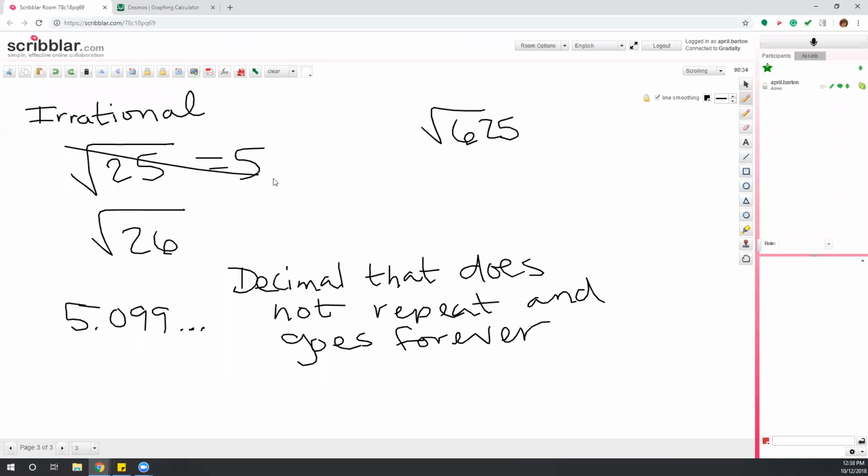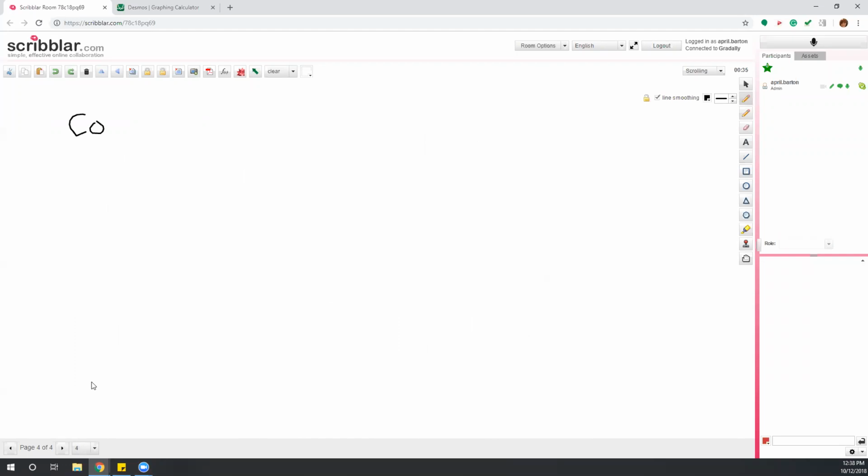Okay. And then I think it also had you compare two numbers and say which one's bigger, which one's smaller. So if you ever need to compare two numbers, the easiest way to do it is to make them decimals.